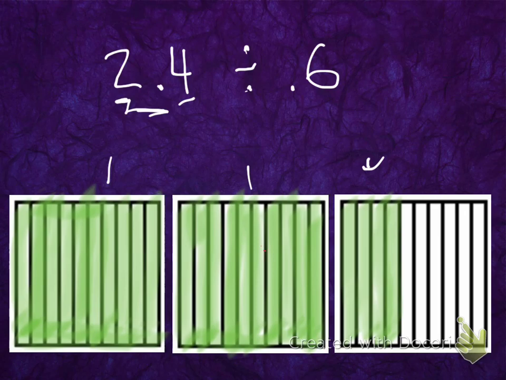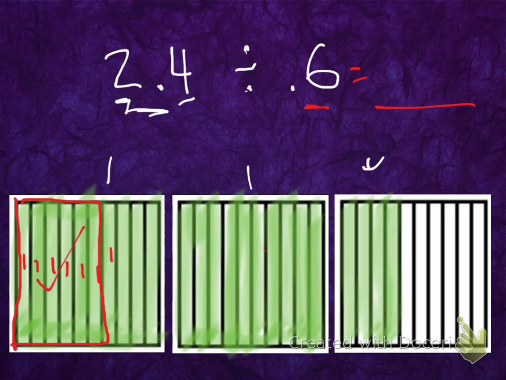And I'm going to see how many groups of 6/10 I can make from this 2 and 4/10. However many groups of 6/10 I can make from the 2 and 4/10, that would be my answer. So I first box out my first group of 6/10. I have 1, 2, 3, 4, 5, 6. I box that out, so that's one group of 6/10.